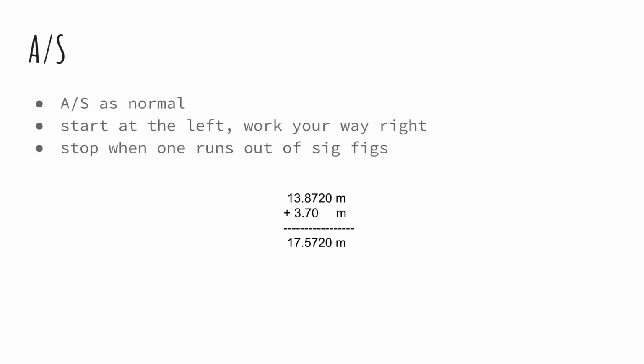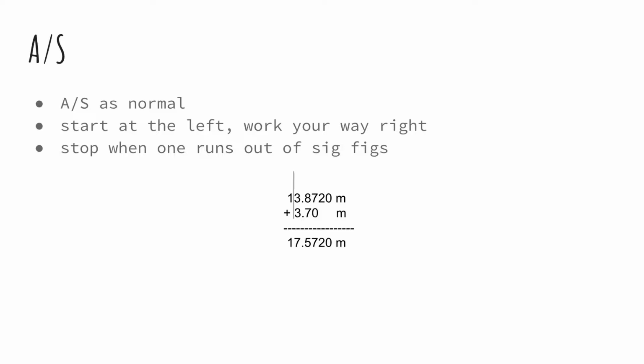Here we have a perfectly normal addition problem. 13.8720 meters, nice and precise, 4 decimal places, plus 3.70 meters. Far less precise. It only goes down to the centimeter. Okay. So now, let's go ahead. We do our addition, 17.5720 meters. Let's find out where we're going to cut off our answer. Where does the information run out and the noise begin?